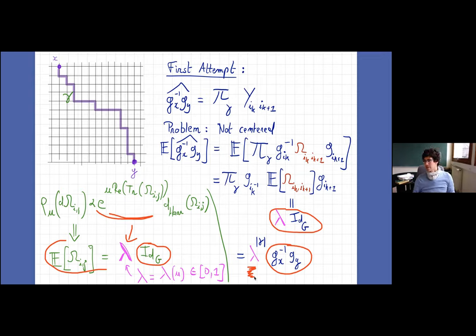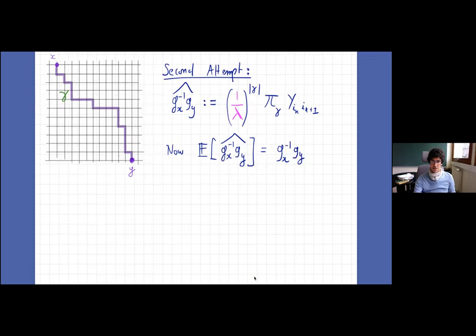So the first attempt does not even succeed in the sense of the first moment. So this is usually not so good in statistics. So second attempt, which is almost the same: to repair the fact the first moment didn't match, I just multiply by one over lambda to the gamma. So now at least, it's a minor thing, but at least the first moment matches with what we want to reconstruct.